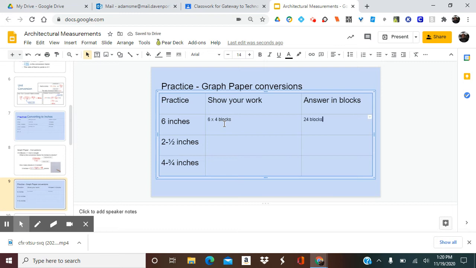Okay. So then I have 2.5 inches. So I know that 2 times 4 is 8. And then I'm going to add how many blocks? So a half an inch is going to be 2 blocks because a full inch is 4. So then that's going to be 10 blocks. All right, and you can do the rest.